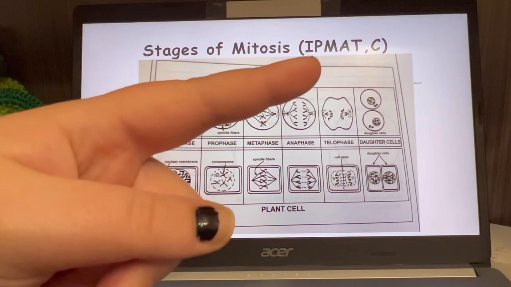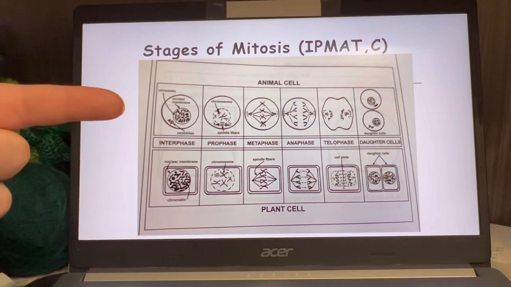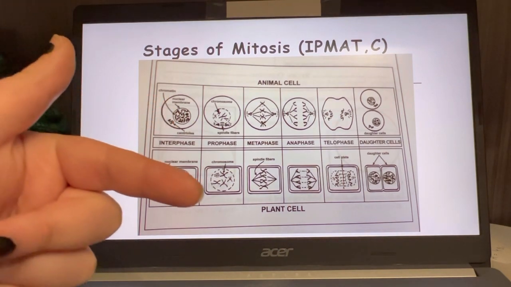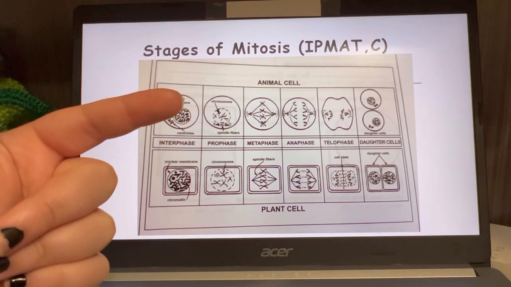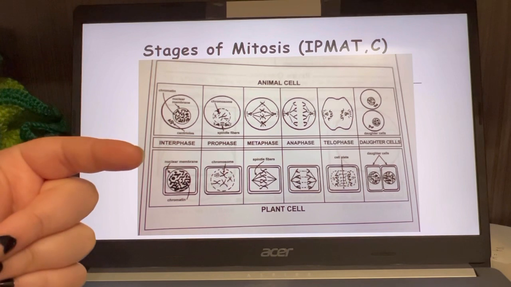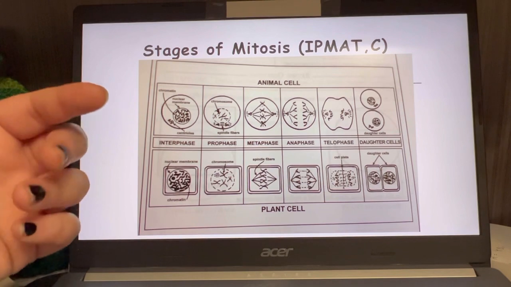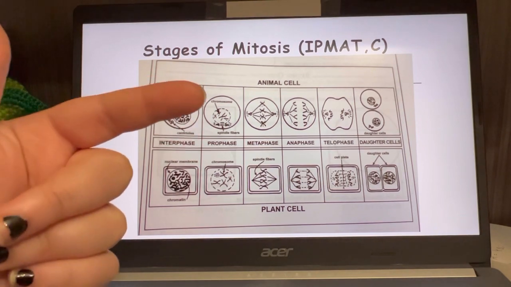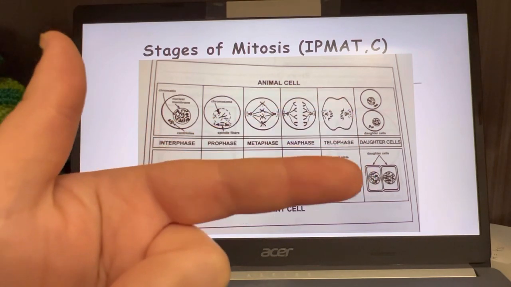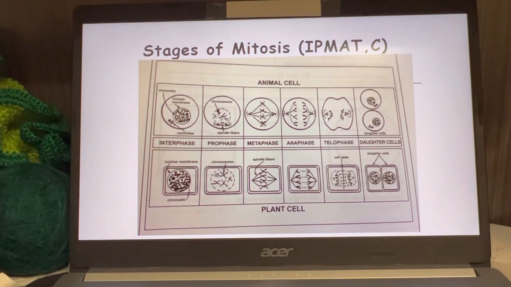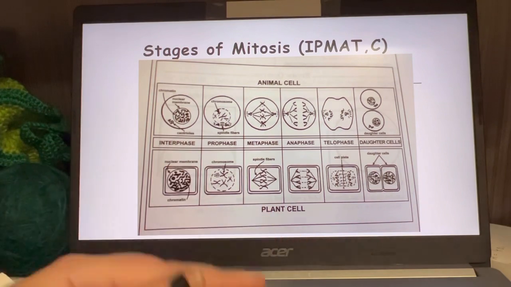Stages of mitosis. So, interphase, prophase, metaphase, anaphase, telophase, cytokinesis. This is what it looks like in animal cells, and this is what it looks like in plant cells. We draw plant cells as square and animal cells as round circles. If you're ever unsure which one you're looking at, look at the shape. Okay? Circle, animal, square, plant. Okay? So interphase, prophase, metaphase, anaphase, telophase, and then the resulting daughter cells. Right? You need to be able to know how to draw these and how to label these.